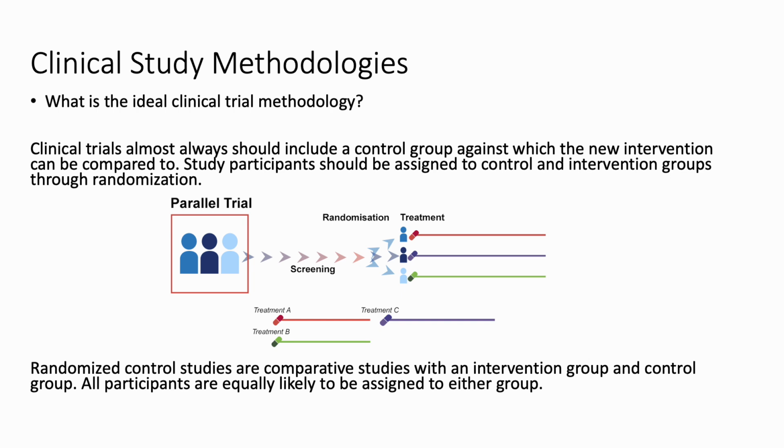So now let's talk about the methodologies. What is the ideal clinical trial methodology? Clinical trials almost always should include a control group against which the new intervention can be compared. Study participants should be assigned to control and intervention groups through randomization. Randomization means to assign by chance someone to a group.